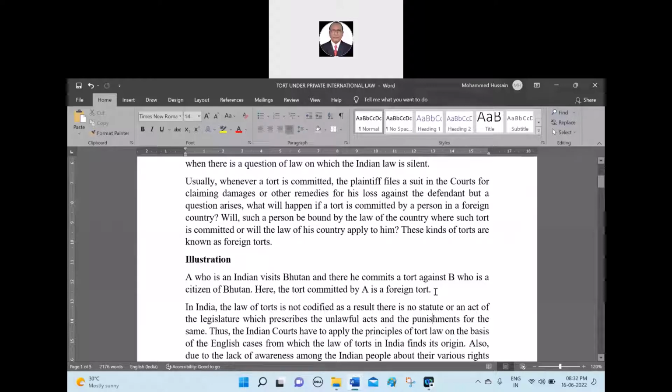Either you take India, or the act is committed by a Tanzanian. Either he committed it, or he was injured in any way. In any way, a case will be filed, and if he is injured, he will be entitled to get the compensation. So that is the foreign tort committed over there.